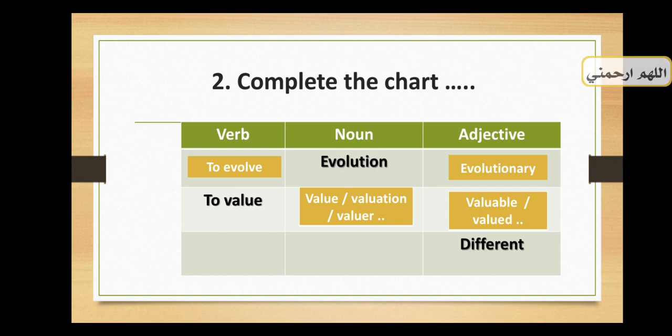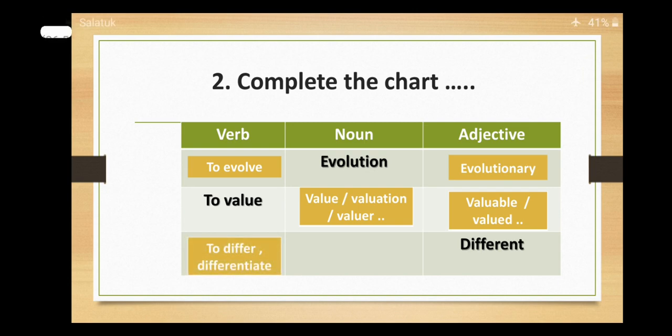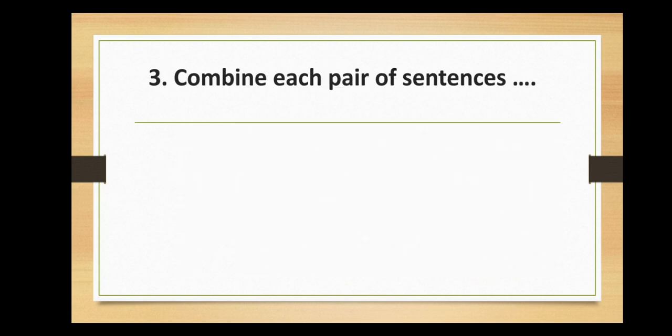We move on to the adjective different. So the verb of different is to differ or to differentiate. Whereas the noun of to differ and differentiate is either difference or differentiation. So this is as far as it concerns activity number 2. We move on to activity 3, grammar.